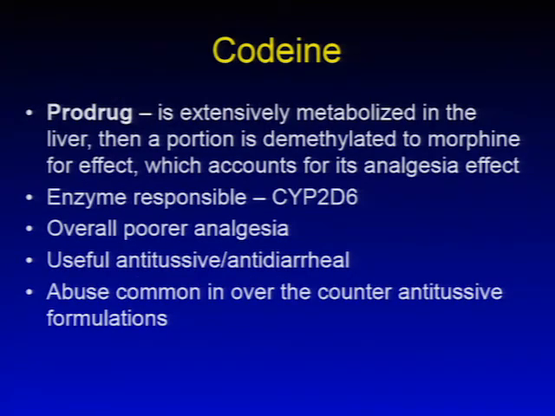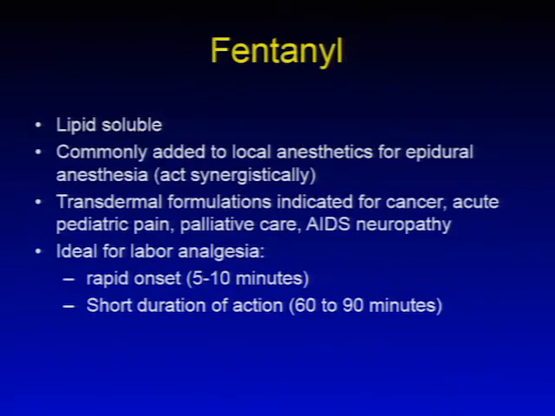Codeine is what is referred to as a prodrug, in that it is extensively metabolized in the liver. A portion of it is demethylated to morphine for its effect. It is metabolized by CYP2D6. It is a weaker analgesic, used often for antitussive or antidiarrheal uses.